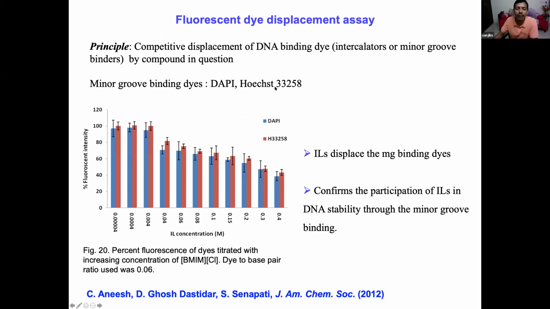To confirm that it is minor groove binding, we then did a fluorescent dye displacement assay. In this assay, DAPI and Hoechst are known minor groove binders of DNA. So when DAPI and Hoechst bind to the DNA minor groove, they give 100% intensity. And when you add IL and increase the concentration, you can see both DAPI in blue and Hoechst in red, both intensities decrease, which implies that IL molecules are indeed binding to the minor groove. And so we propose that this minor groove binding of IL is the mechanism of long-term DNA stability.